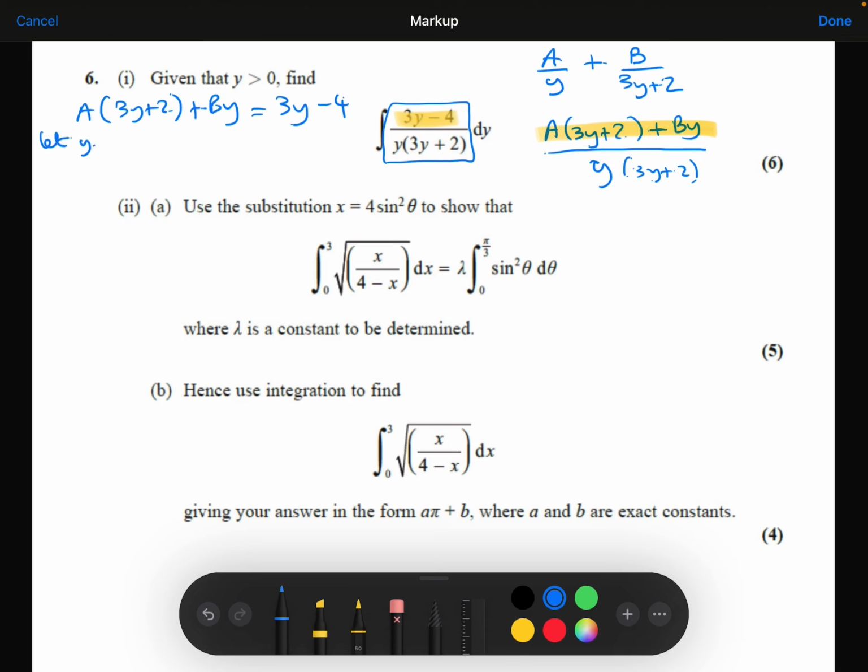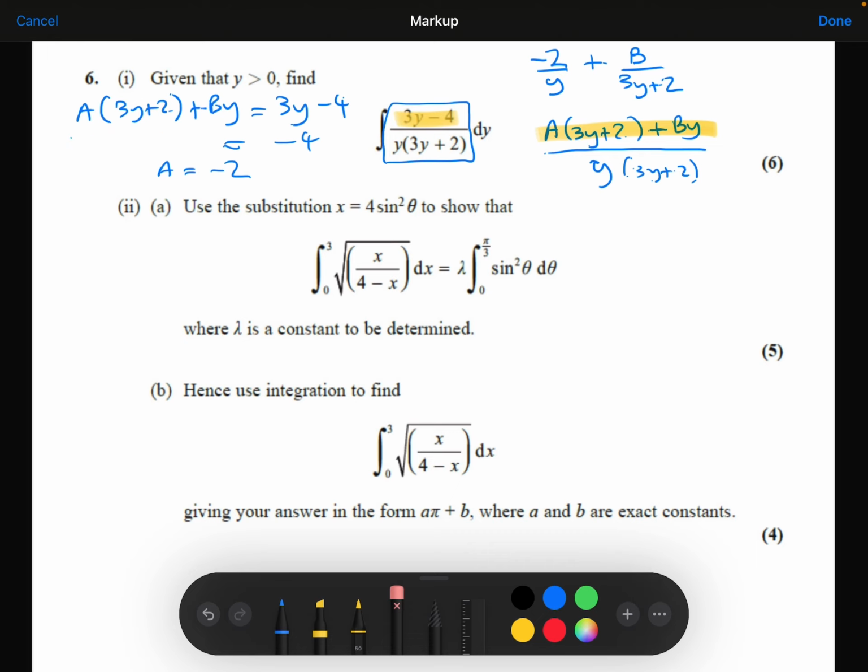If I let y equal 0 first of all, that's a good thing to do because that makes this term here become 0. So that's just going to tell me that a times (3 times 0 plus 2), which is 2, equals 3 times 0 minus 4. So a has to be minus 2. So I can replace that there.